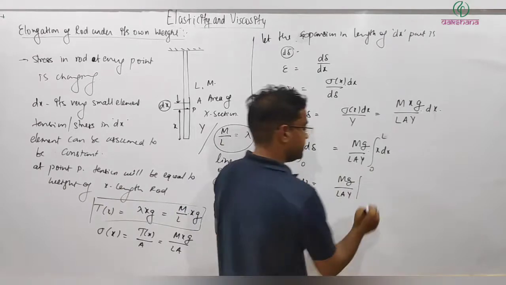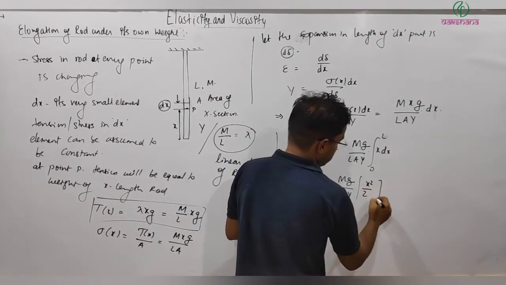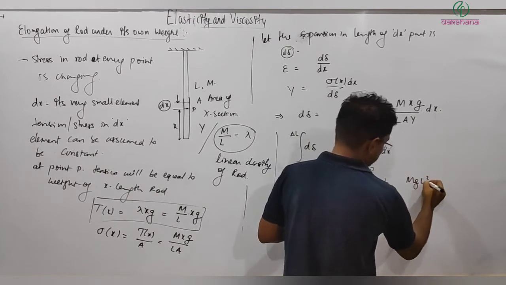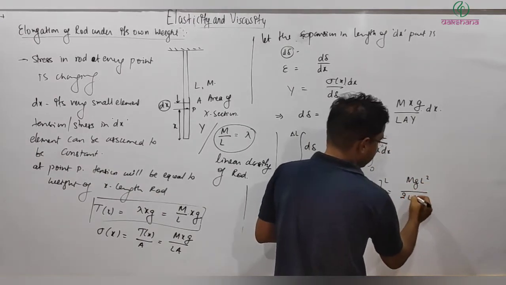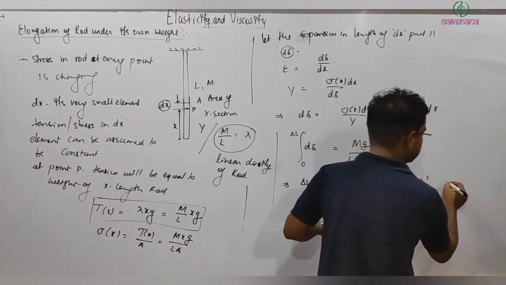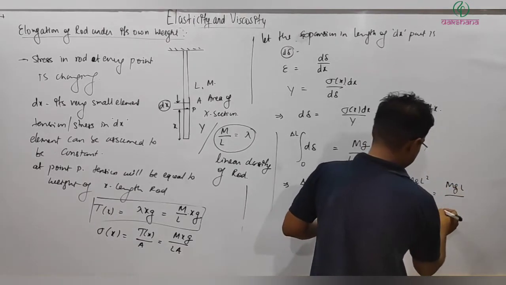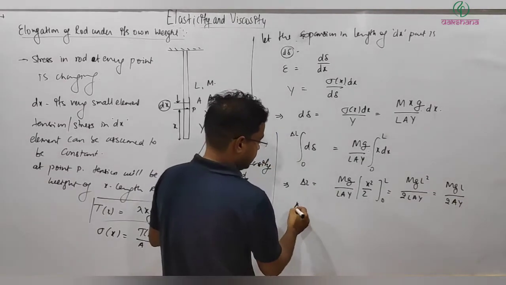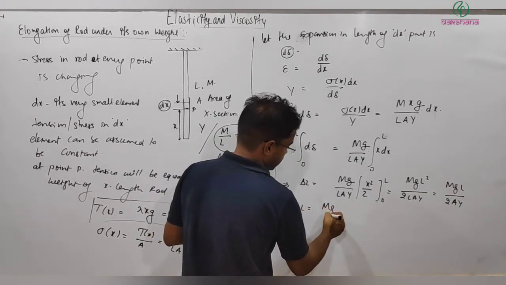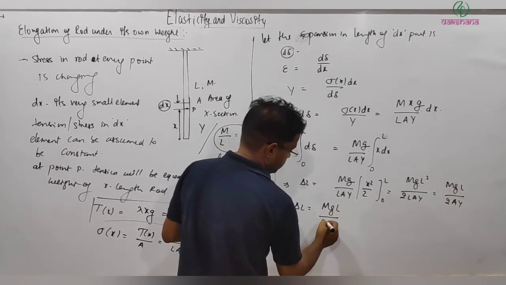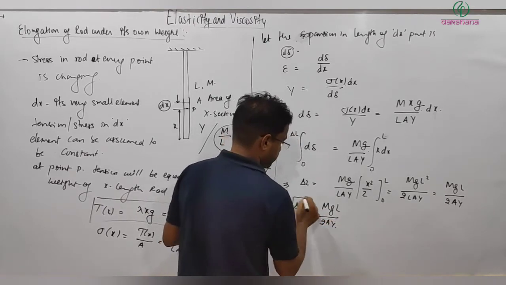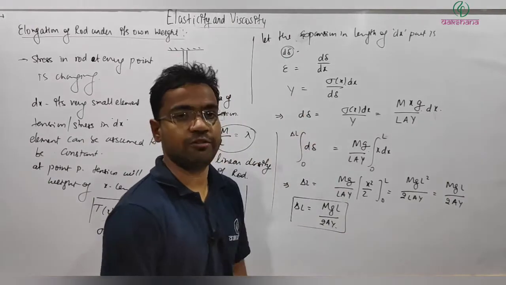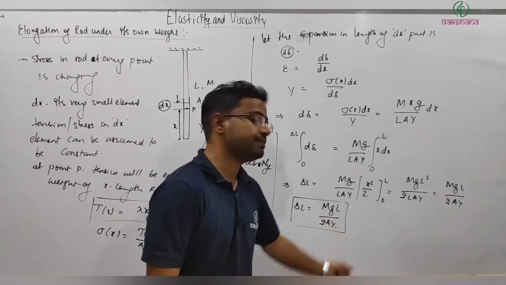Integration of x dx will be x square by 2. Substituting the values, we are getting mg L square divided by 2 L A Y. Simplifying it, we are getting mg L divided by 2 A Y. So delta L, I am getting straightforward, is mgL divided by 2AY, right? So this is the method of integration. This is the final result.